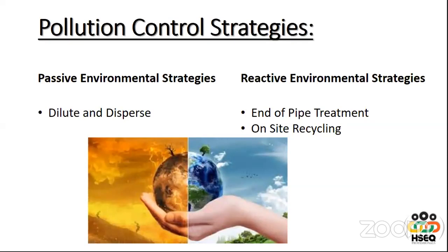Apart from the dilute and disperse strategy in the 1970s, reactive approaches of waste management, including the end-of-pipe approach and on-site recycling strategy, were introduced, which consider the main challenges of the 21st century, for example, effluent treatment plant, air pollution control technologies like electrostatic precipitators, fabric filters, biofilters, scrubbers, and selective catalytic reduction systems. And a recycling plant or recycling line within your facility is also an example of a reactive approach.